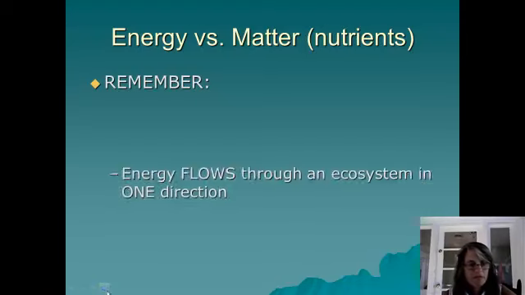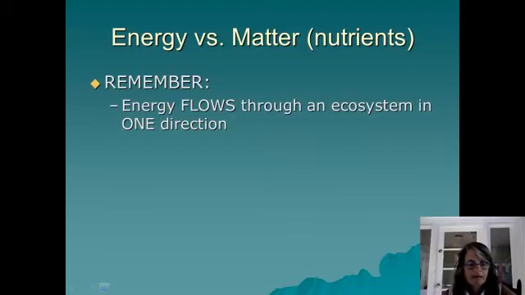Let me see. I think we can... Yeah. All right. We'll stop there because now we need to start talking about how matter is different from energy. Energy flows through in one direction, and there's less and less of it available as you get up a food chain. Matter works a little differently. We'll talk about that in the next podcast.